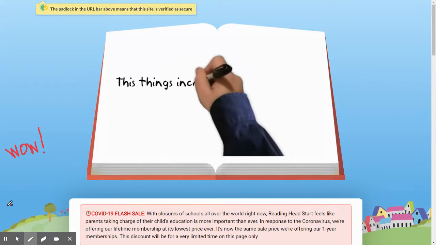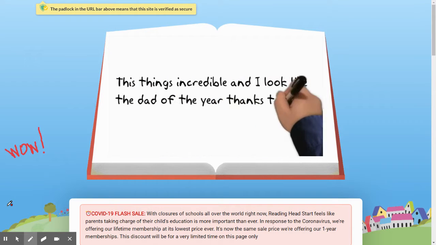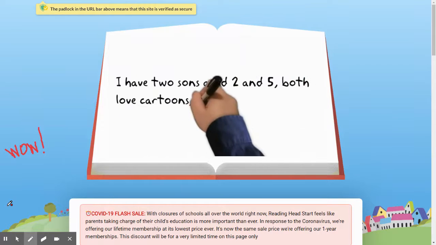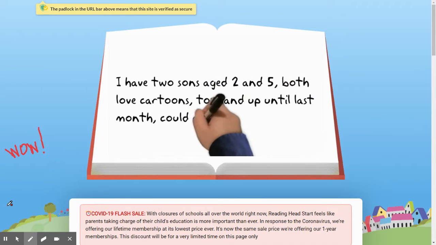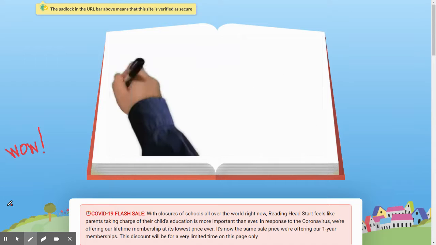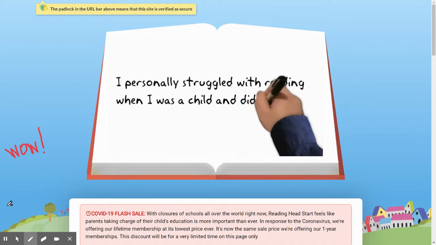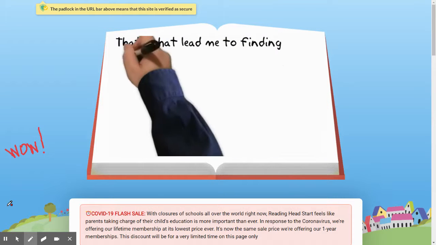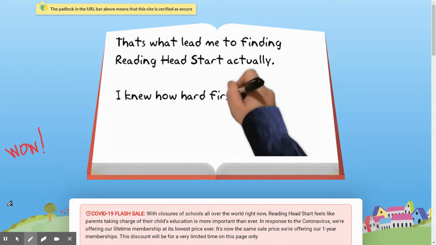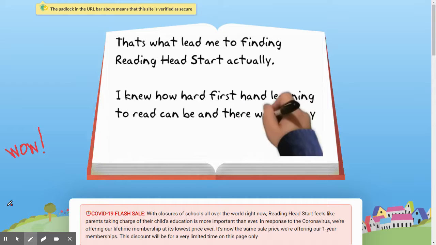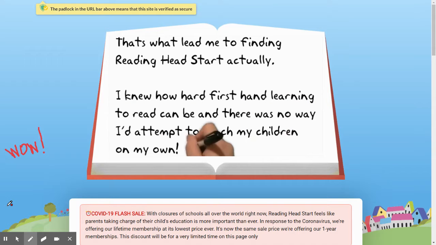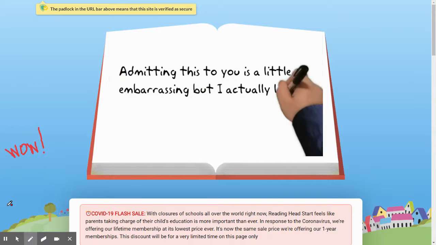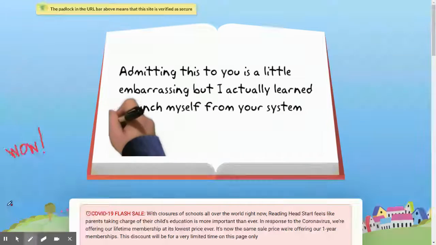"This thing's incredible, and I look like the dad of the year, thanks to you, LOL. I have 2 sons, aged 2 and 5, both love cartoons, toys, and up until last month, could care less about reading. I personally struggled with reading when I was a child and didn't want my children growing up the same. That's what led me to finding Reading Head Start, actually. I knew how hard firsthand learning to read can be, and there was no way I'd attempt to teach my children on my own. Admitting this to you is a little embarrassing, but I actually learned a bunch myself from your system. Ha ha ha."